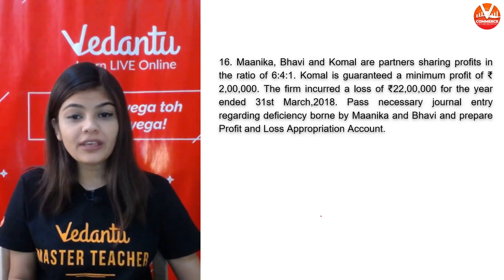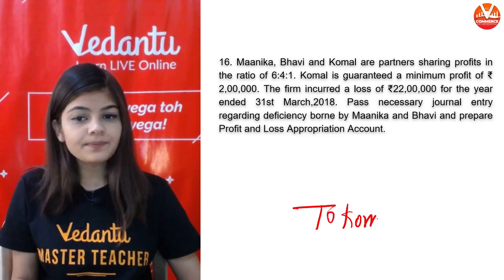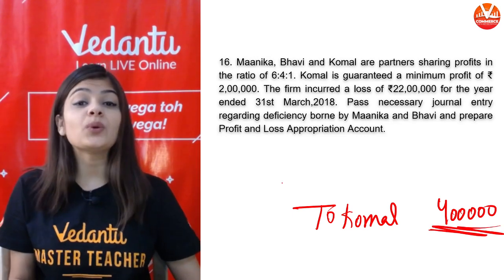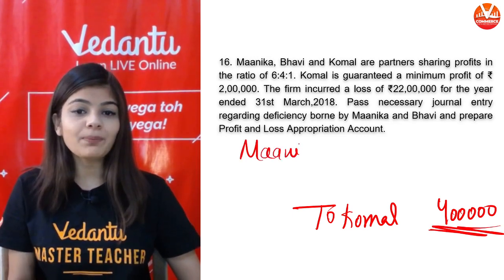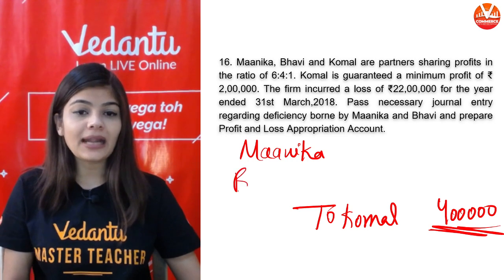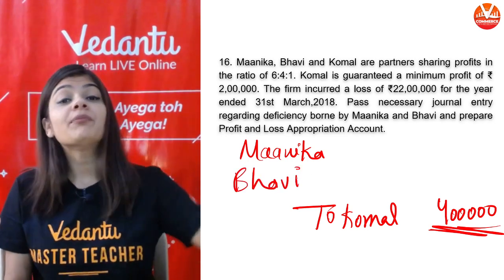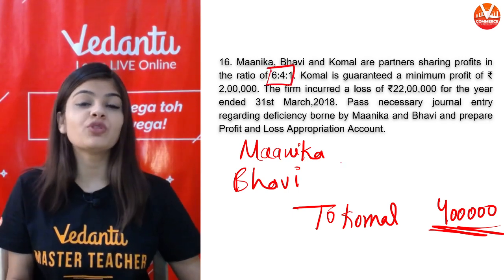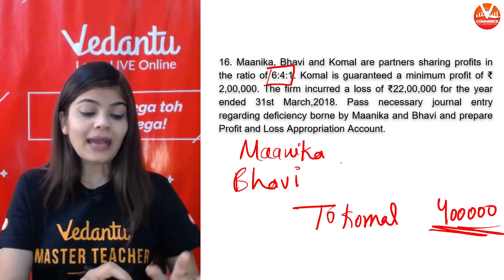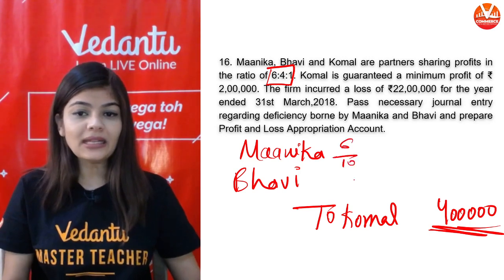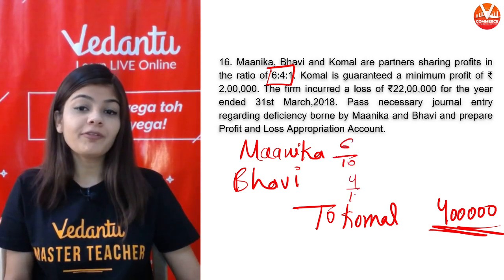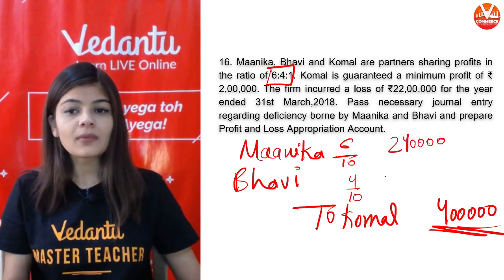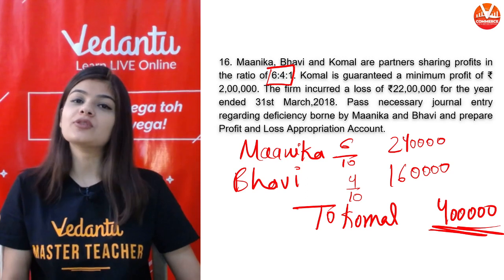So now we will pay Komal 4 lakh rupees and this deficiency will be borne by the remaining partners Manika and Bhavi in their profit sharing ratio. So their profit sharing ratio is 6:4. So 4 lakh multiplied by 6 by 10 and 4 lakh multiplied by 4 by 10. So it will be 2,40,000 and 1,60,000.